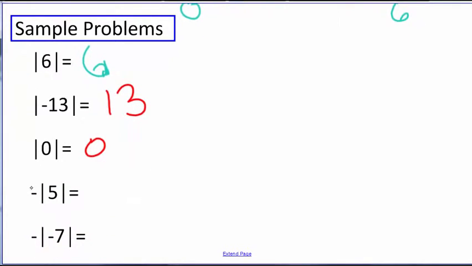Here, the way I'd read this next problem, this would be, what is the opposite of the absolute value of 5? So first, I'd find the absolute value of 5. The absolute value of 5 is 5. But now I want to find, well, what's the opposite of 5? That's negative 5. And this next question, what's the opposite of the absolute value of negative 7? So again, first I want to find the absolute value. The absolute value of negative 7 is just positive 7, and the opposite of 7 is negative 7.